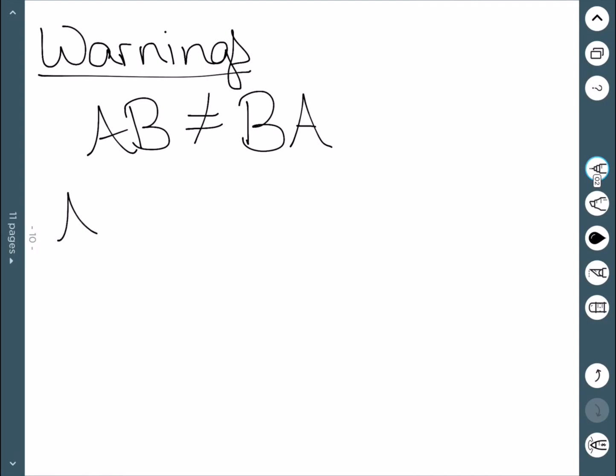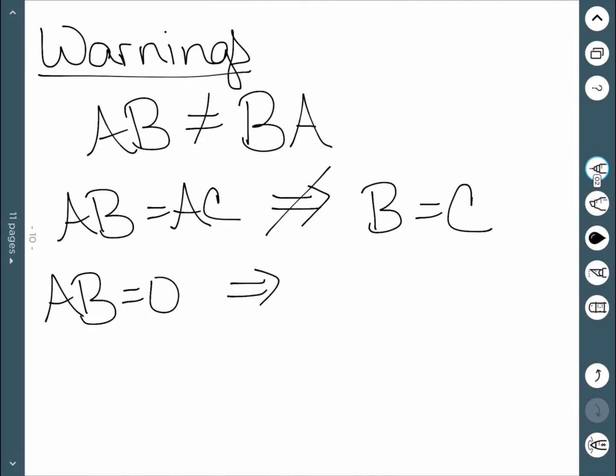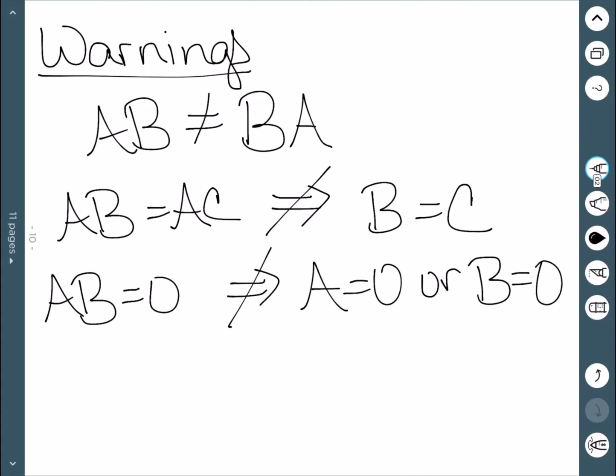The second thing is if I know that AB is equal to AC, that does not mean that B is equal to C. So I can't just divide by a matrix. In addition, if we know that AB is equal to 0, that does not imply that A is equal to 0 or B is equal to 0. So I no longer have my zero property principle. I cannot just say that since the product is 0, one of these matrices had to be 0.